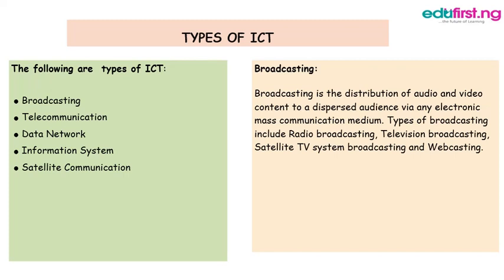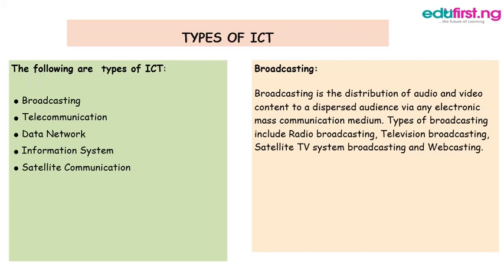The following types of ICT. We have the broadcasting, we have the telecommunication, we have the data network, we have the information system, and the last one is what? Satellite communication. Now, what do you understand by broadcasting? Broadcasting is the distribution of audio, video content to a dispersed audience via any electronic mass communication medium.